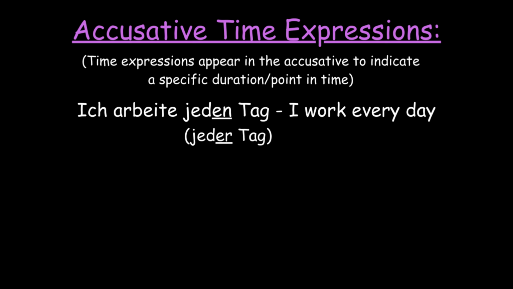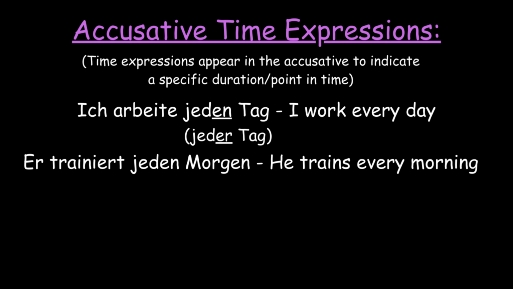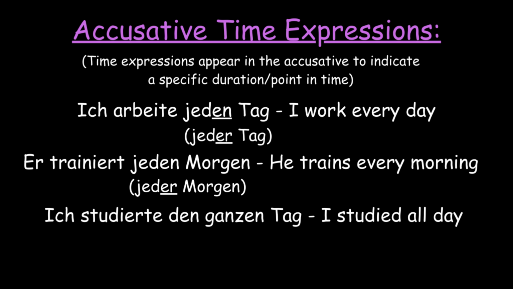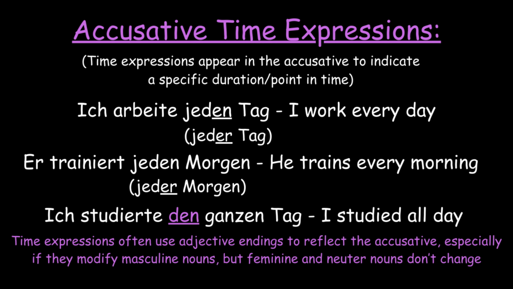Another example is trainiert jeden Morgen. It's accusative because of jeden that changes from jeder Morgen. Another example is Ich studierte den ganzen Tag. It's accusative because of den. Time expressions often use adjective endings to reflect the accusative, especially if they modify masculine nouns, but feminine and neuter nouns don't change. We can tell that all of these are accusative because of the ubiquitous N ending.